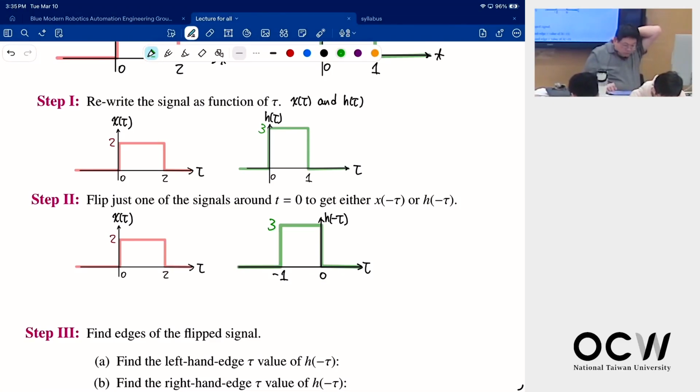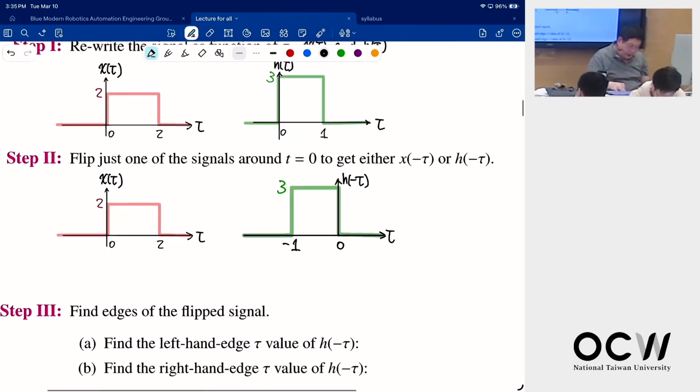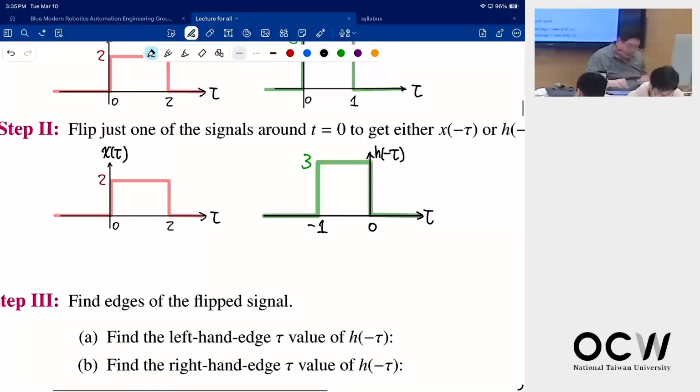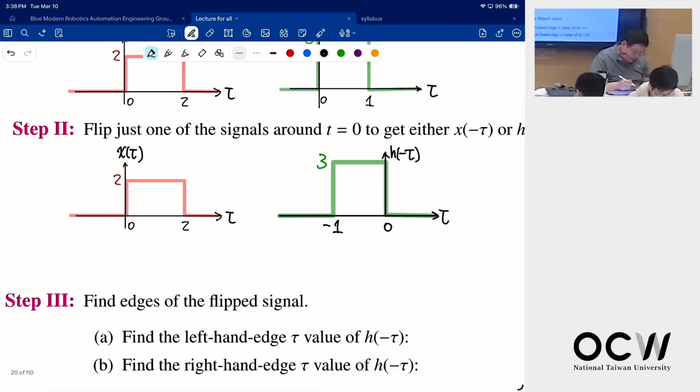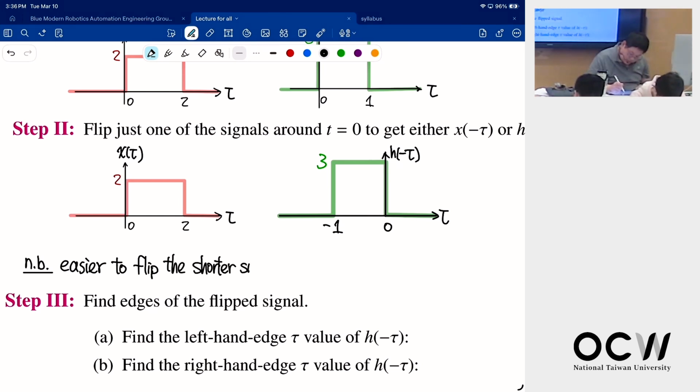Which one would you like to flip, actually? You can do whatever you want, but normally we love to flip the easier one, which means that I have a shorter signal. So it should be easier to flip the shorter signal.